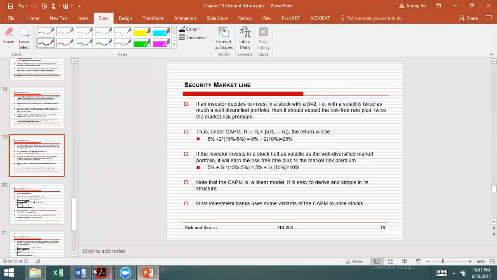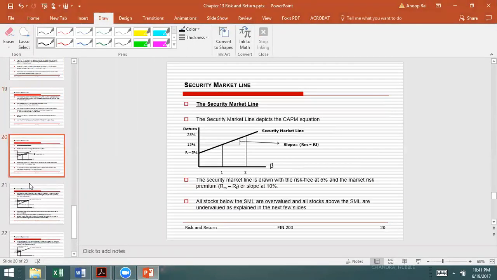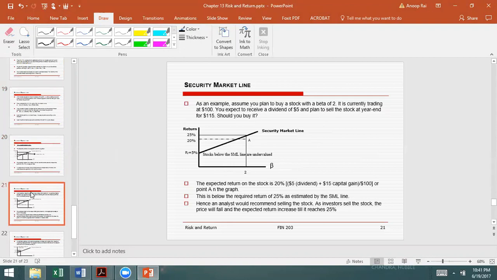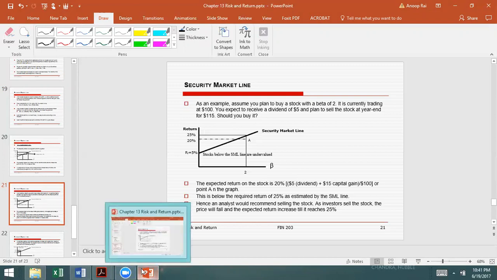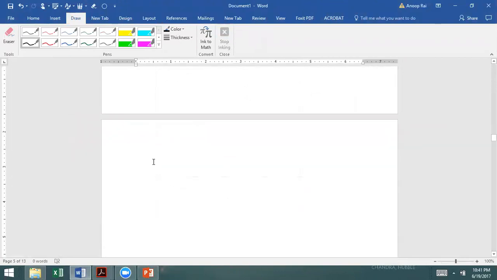Now what we are going to do, and that's not in your book, but it's a very simple example that I'm going to do, and say, okay, how do you decide when to buy a stock and when not to buy a stock? Okay. So we'll start with one example here. I'm going to redraw this diagram again. So let me come down here.